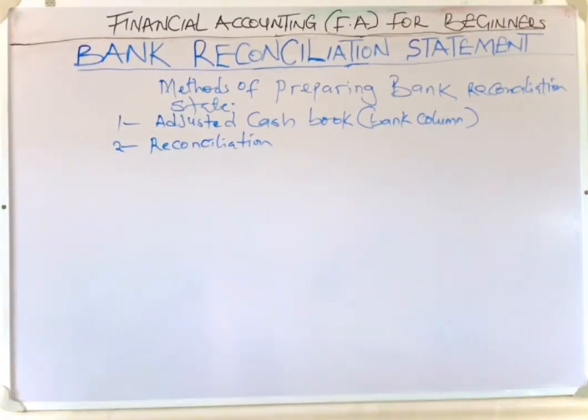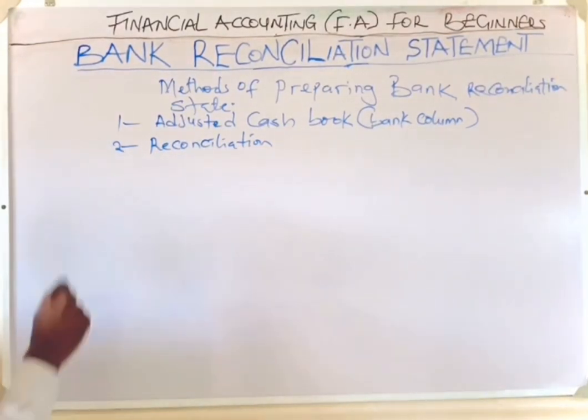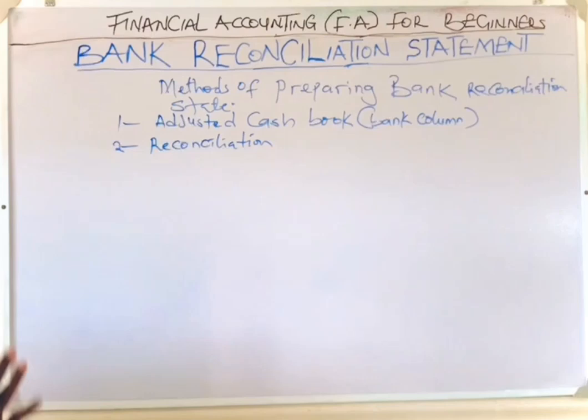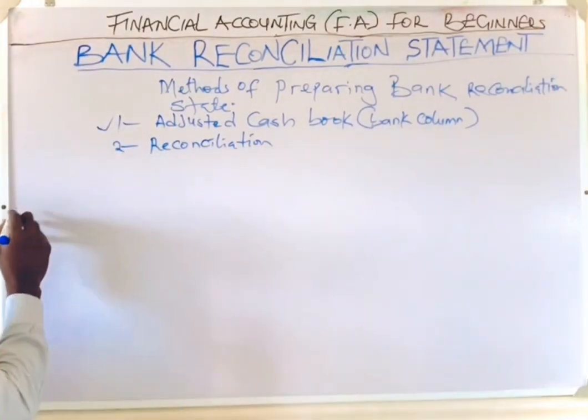So we're going to adjust our cash book, then we go ahead to do our reconciliation. These are what we're going to do today, in form of format. So let's look at the format, starting with the adjusted cash book.